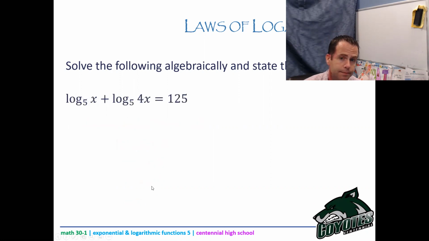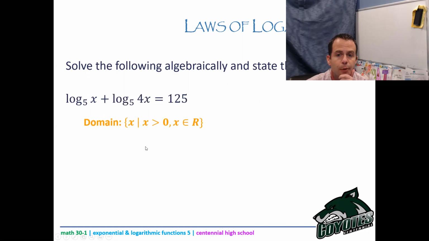And the second one, we always kind of want to do the same thing. If we need to get rid of the log, we need to switch to exponential form. But you can't switch from log form to exponential form when there's more than one log happening at the same time. So that's where your other log laws come into play. We need to squish these logs together. So we have two different logs that have the same base, and we're adding those logs together. Your log laws state that I can write that as a single logarithm if I multiply the x and the 4x together. So x times 4x would give me 4x squared.